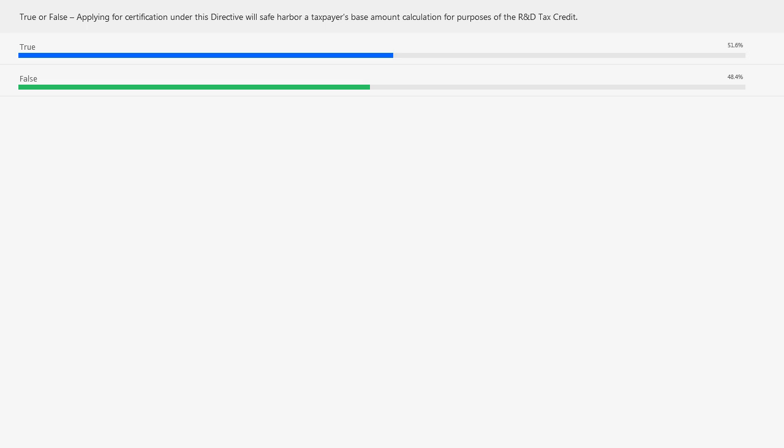So it looks about split. I know this is confusing, but the safe harbor does not apply to the base amount calculation. So this is false. So that is a separate consideration that you want to take into account. It does not eliminate the risk of your base getting adjusted by the IRS, which could mean that you have safe harbored expenses, but if the IRS does not agree with your base calculation, your credit could still be disallowed. So it is a separate determination and an important one.